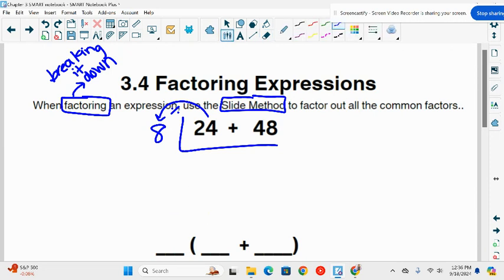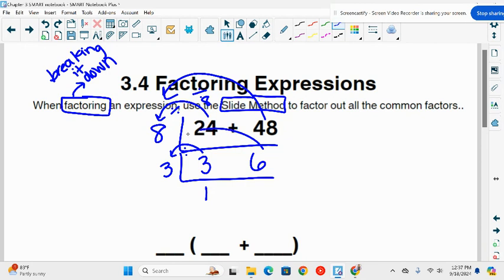So 24 divided by 8 is 3. And then I have to do 48 divided by 8, which is 6. Can I stop? No, you can divide both of them by 3. We do both of them by 3. So 3 divided by 3 is 1, and 6 divided by 3 is 2. Can I keep going? No.